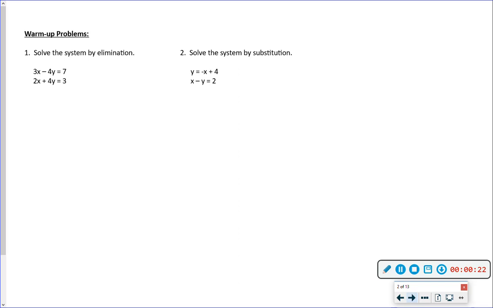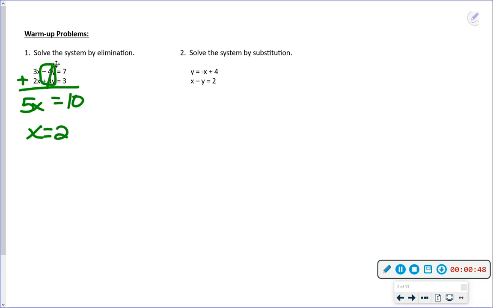Now, a little review. Basically these are some Algebra 1 level problems just to get us thinking about how to do elimination and substitution. This is a nice elimination problem. Negative 4y plus 4y will cancel each other out, so we're adding these equations together. It's 3x plus 2x, the y's are gone, 7 plus 3, and of course you can solve that in your head, x is 2.